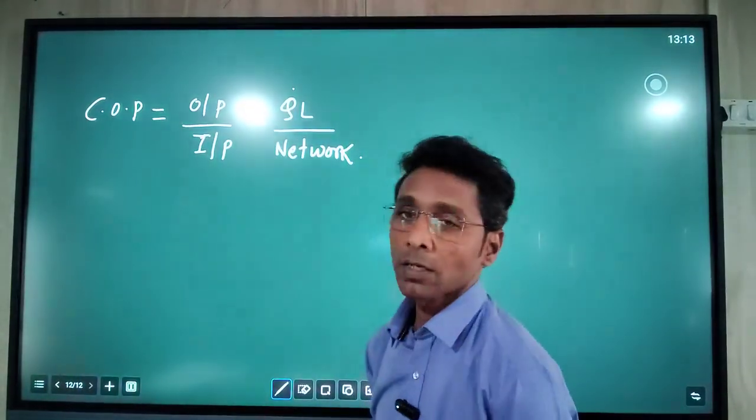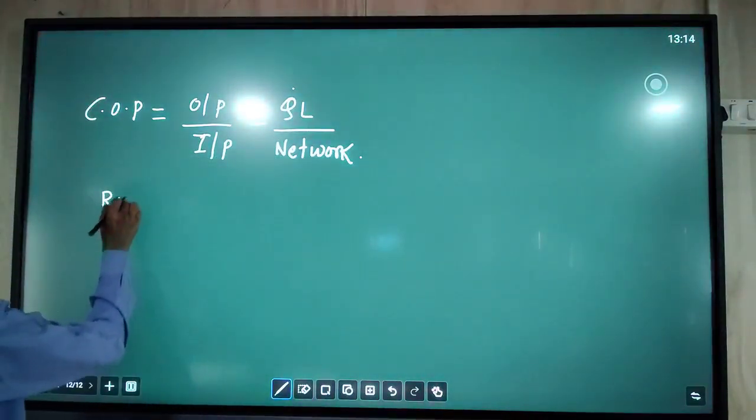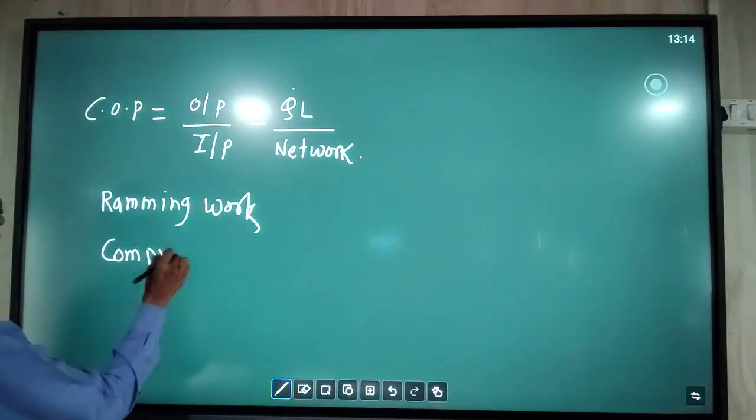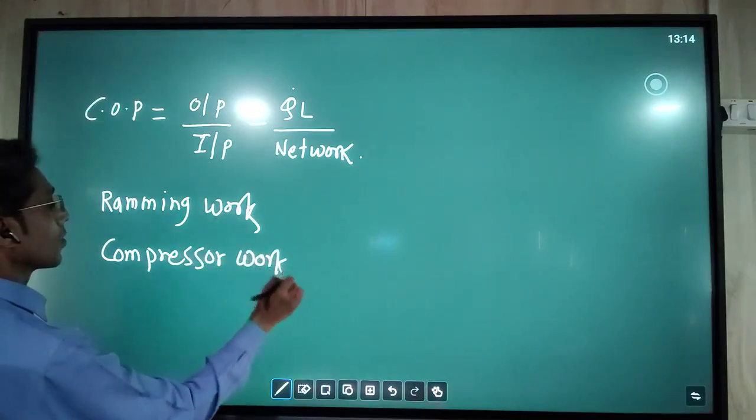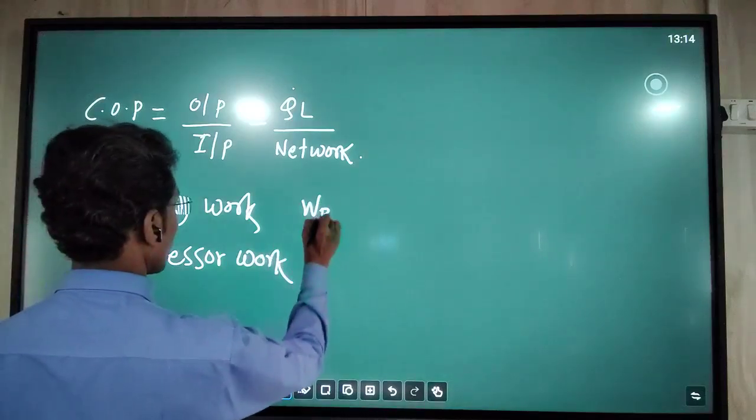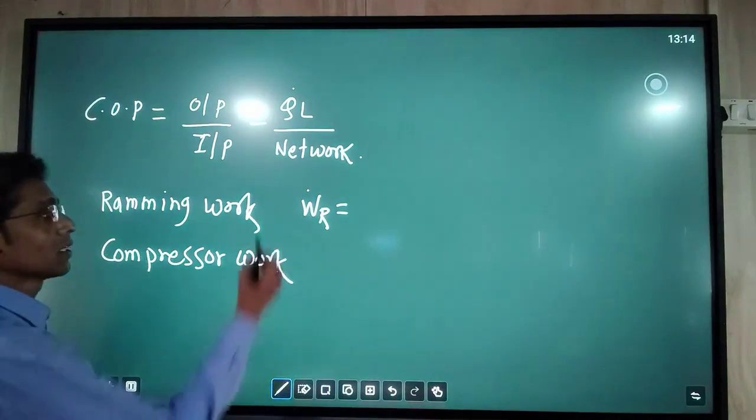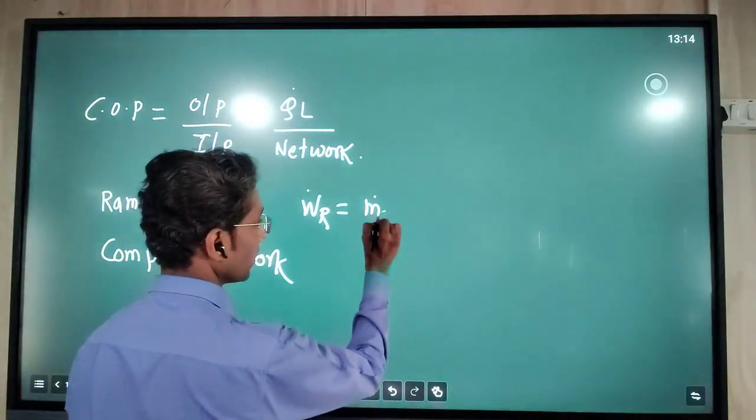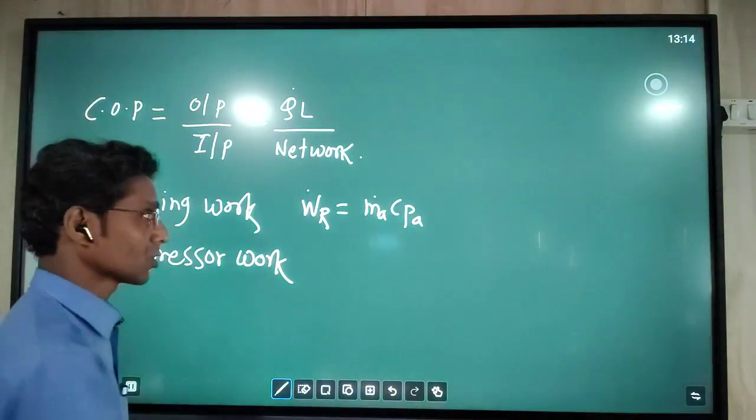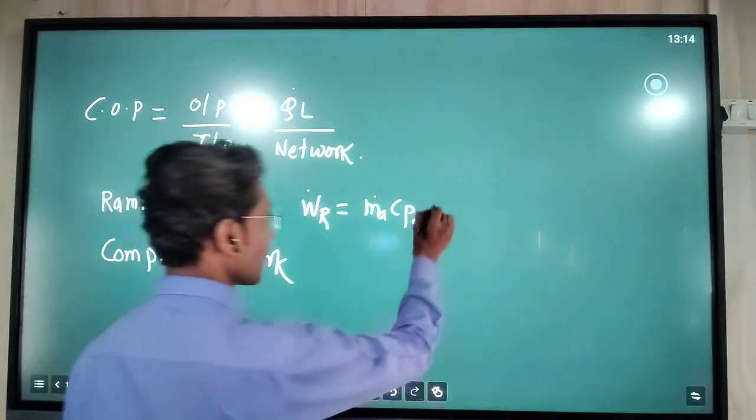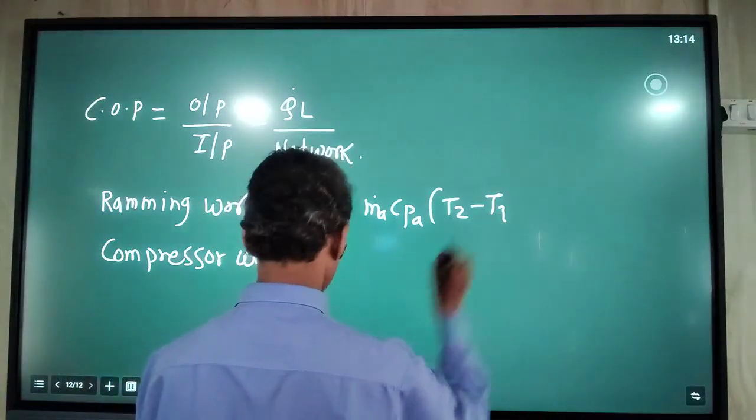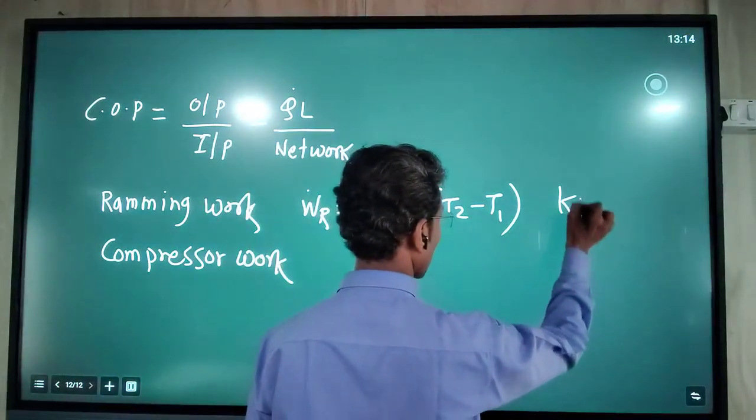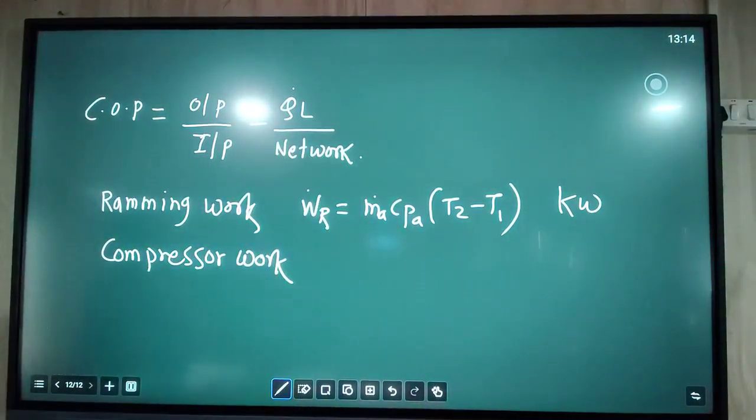sources of work where the work consumption is taking place. One is ramming work and the other is compressor work. So the summation of these two works is nothing but net work. So W dot R, W dot work, as it is in kilowatt, that is why we use W dot. R stands for RAM. So this is m dot CP of air, mass flow rate of air into specific heat of air, multiplied by the ramming process taking place between points 2 and 1. So T2 minus T1. So this we can calculate. We get this value in kilowatt, ram work.